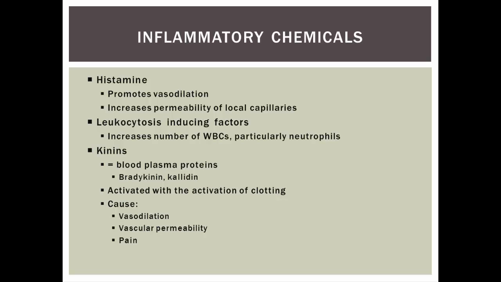And then kinins. Kinins are blood plasma proteins, either bradykinin or kallidin are two examples of these. These are activated by the clotting factors. So if you've got blood clotting going on, kinins are going to be activated along with it. Kinins are very active in the inflammatory response. They're going to cause vasodilation, vascular permeability, and these are the ones we can blame for the pain that we see with an inflammation or cut.